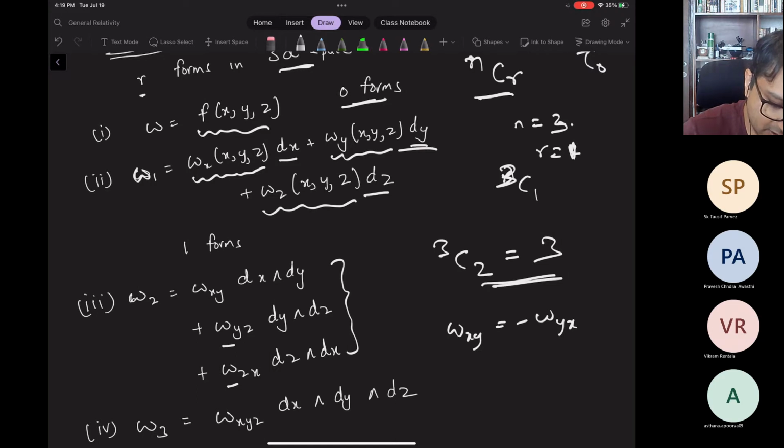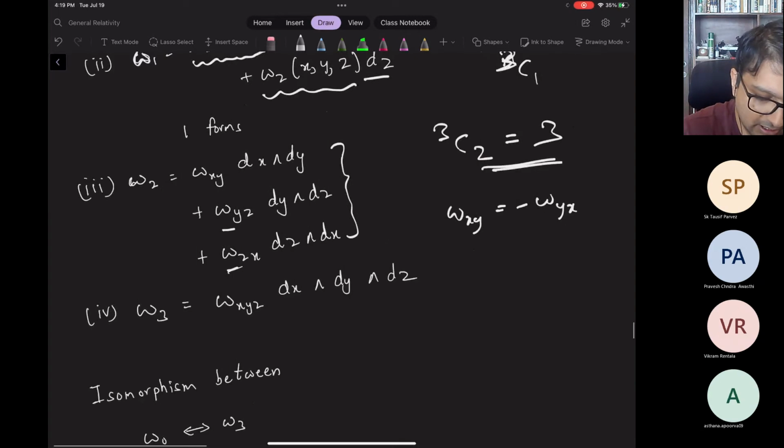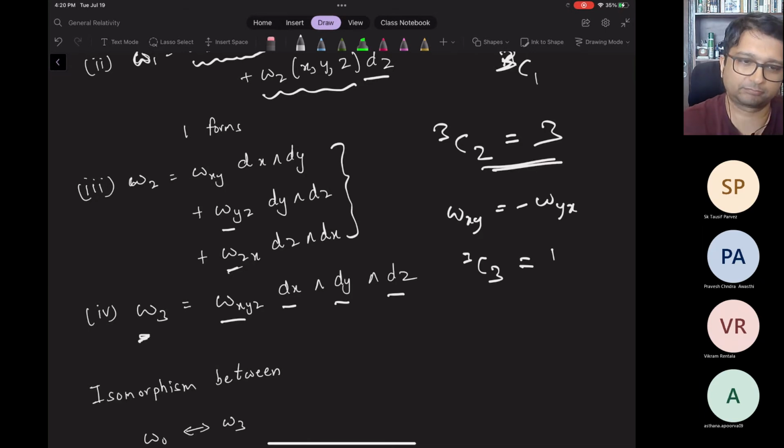And again, these omega xy, omega yz, omega zx are also functions of xyz. They can vary depending on where you are on the manifold, and we're assuming that these are all smooth functions. And finally, if we come to our three-forms, 3C3, there's only one three-form, which is omega xyz, a function of xyz, times dx wedge dy wedge dz.